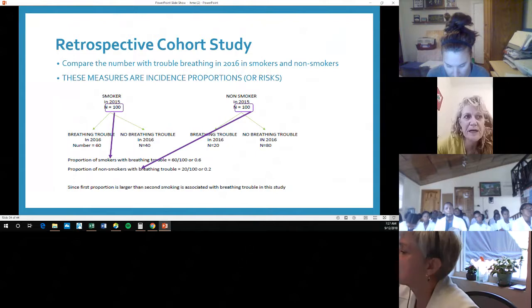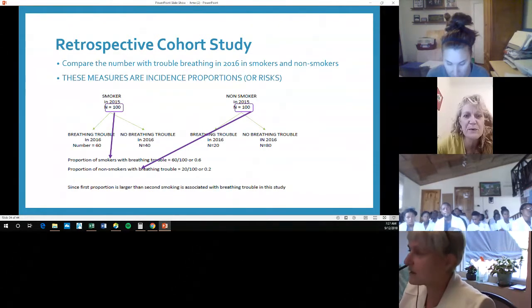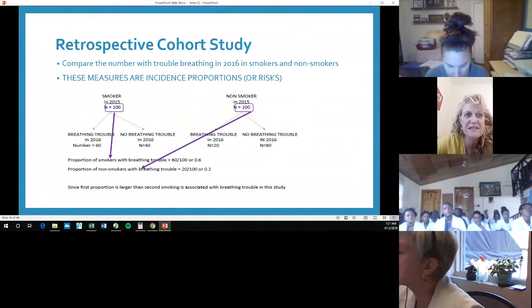Okay, and so we're going to compare people with trouble in the exposed and the unexposed group.